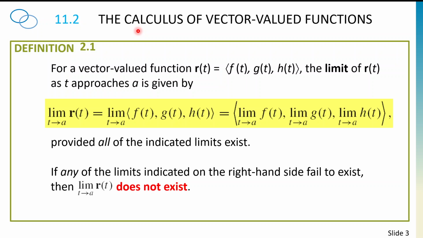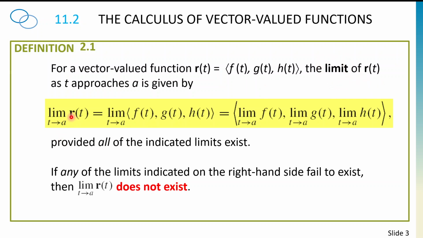Now, as a starting point, we need to look at the definition of the limit for the vector valued function. The vector valued function, as we know it from 11.1, looks like this: r of t is a vector, basically f of t, g of t, h of t. What should be the limit of r of t?